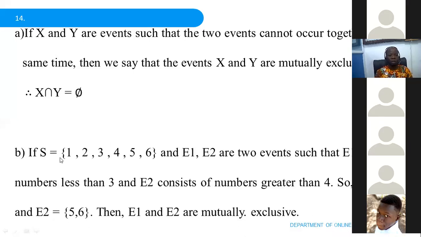Let's look at the second one. If S equal to this, and E1, E2 are two events such that E1 consists of numbers less than 3. Please, which are the numbers less than 3 there in that set?